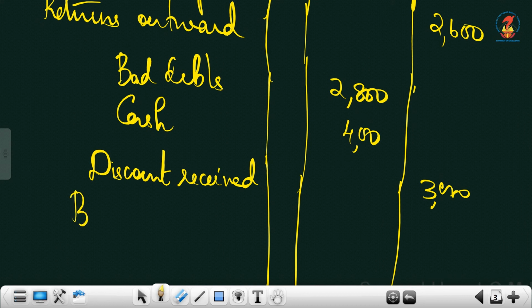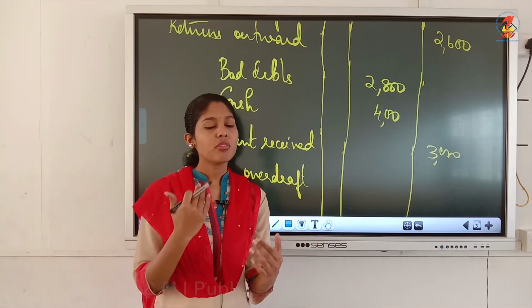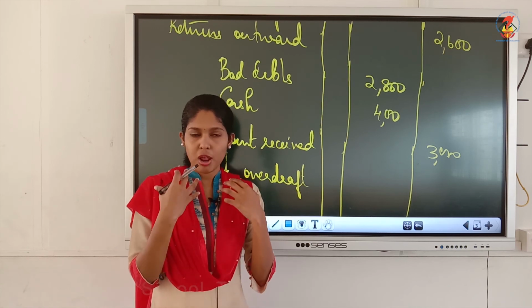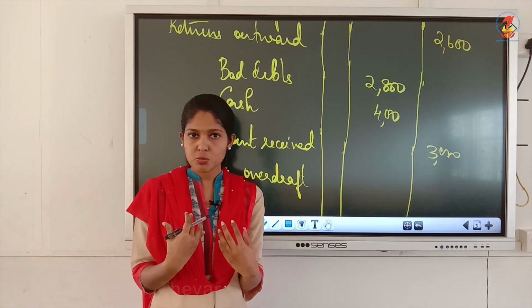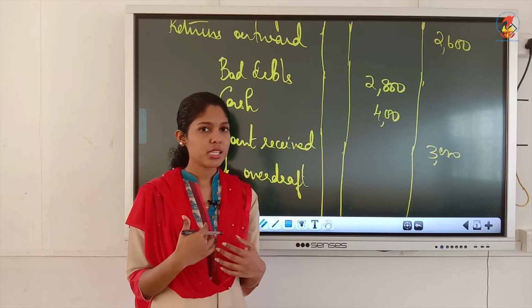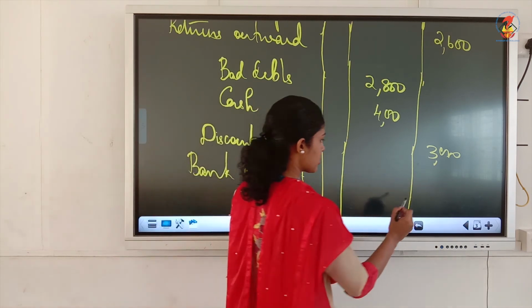Then bank overdraft. What do you mean by bank overdraft? Overdraft means withdrawing more than what is there in your account. So, it is kind of a bank loan actually. You are borrowing from your bank. So, from the firm's point of view, this is a liability, and liabilities will be having credit balance. Amount is 10,000.